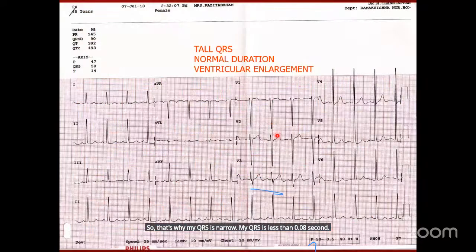So look at this ECG here. I have a very tall QRS in V5, V6, more than 26 millimeters. That means my leads which are facing the left ventricle are showing exaggerated QRS complexes.